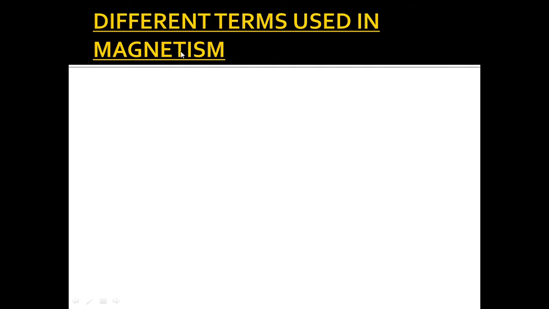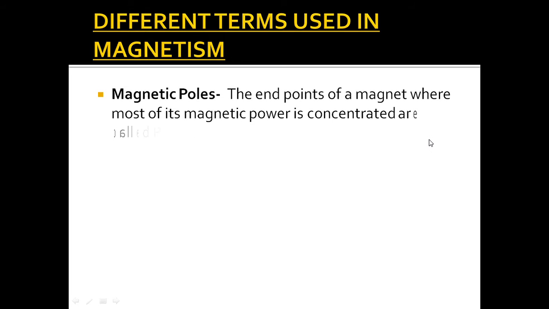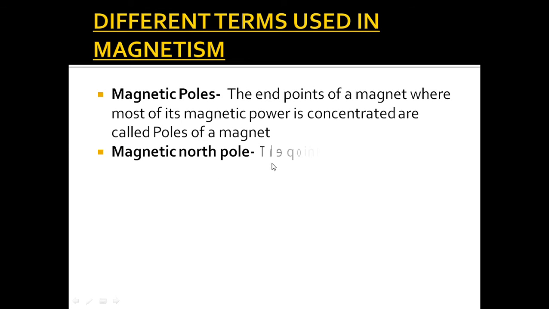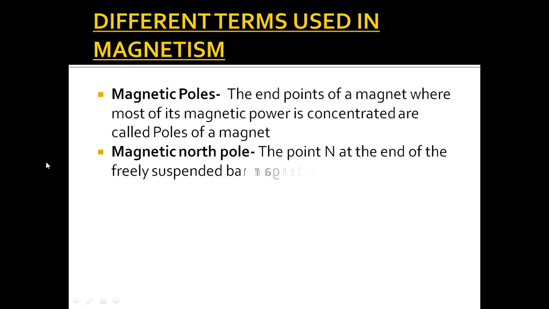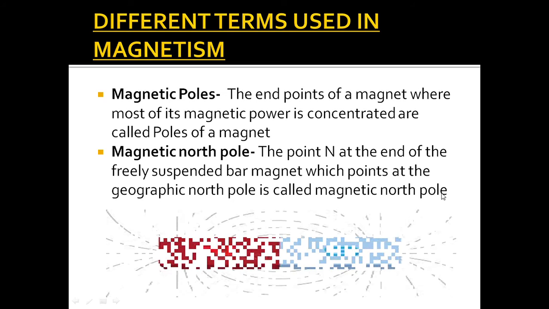Different terms used in magnetism. Magnetic poles. The endpoints of a magnet where most of its magnetic power is concentrated are called poles of a magnet. Magnetic North Pole. The point N at the end of the freely suspended bar magnet, which points at the geographic North Pole, is called magnetic North Pole.